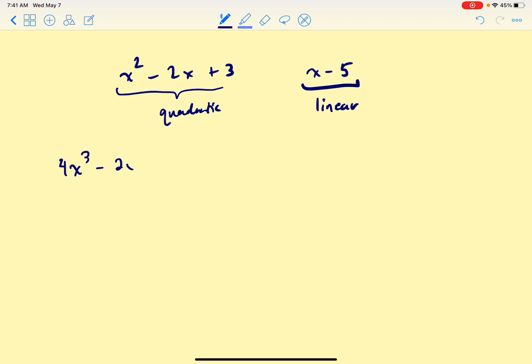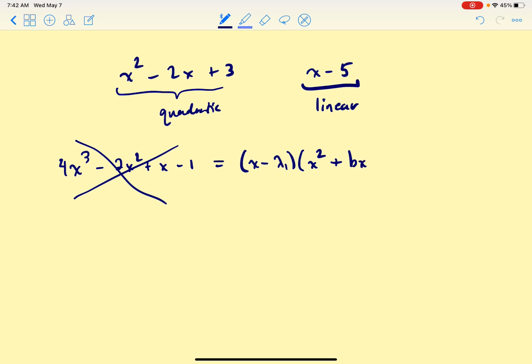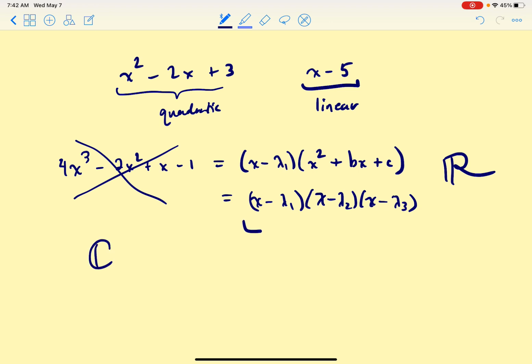4x to the third minus 2x squared plus x minus 1, actually what we're going to see in this chapter is that it will factor into something like x minus lambda 1, x squared plus bx plus c, where this has no real roots. It could be like that, or it could factor as x minus lambda 1, x minus lambda 2, x minus lambda 3, where now lambda 1, 2, and 3 are all real numbers. So that's how it would factor over the real numbers. Over the complex numbers, then it'll always look like this, but now the lambda j's might be complex numbers.